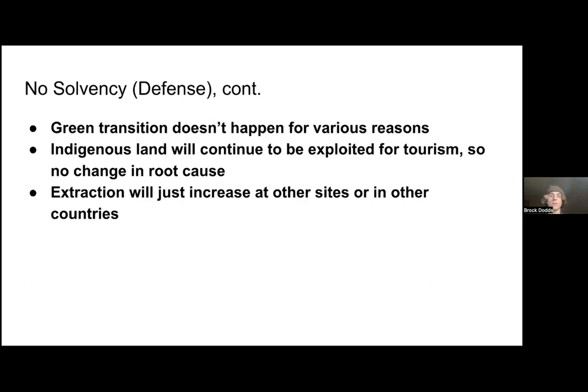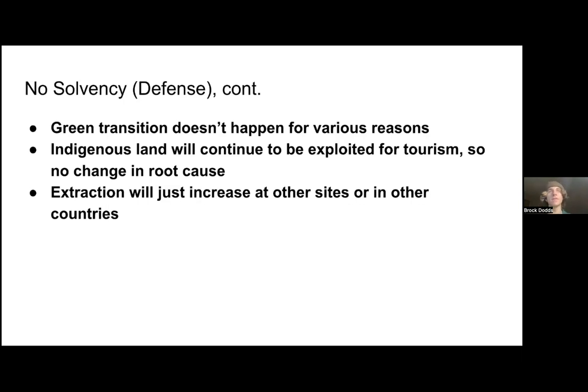Okay, so again, on no solvency, various reasons why the green transition doesn't happen. There's a lot of lit out there about this, a lot of stuff in people's back files probably. But just explaining here are the various reasons why the green transition won't happen. Just because we're removing fossil fuels doesn't necessarily mean that we're going to be transitioning to green energy. Another thing is maybe indigenous land will just continue to be exploited in other ways, tourism, maybe national parks, things like that, etc. So there's not really going to be a change in the root cause of why indigenous rights are violated in the first place.